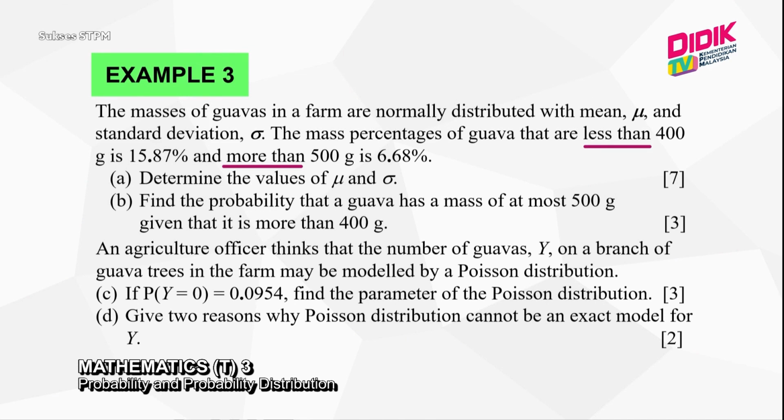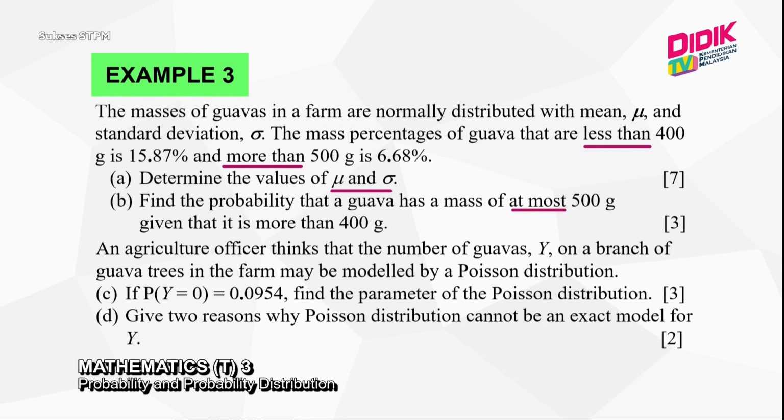Okay, so he said that the number of guava in the branch of the tree may be modeled by a Poisson distribution. Okay, so Poisson distribution, he gives that P(Y=0) is equal to this one.